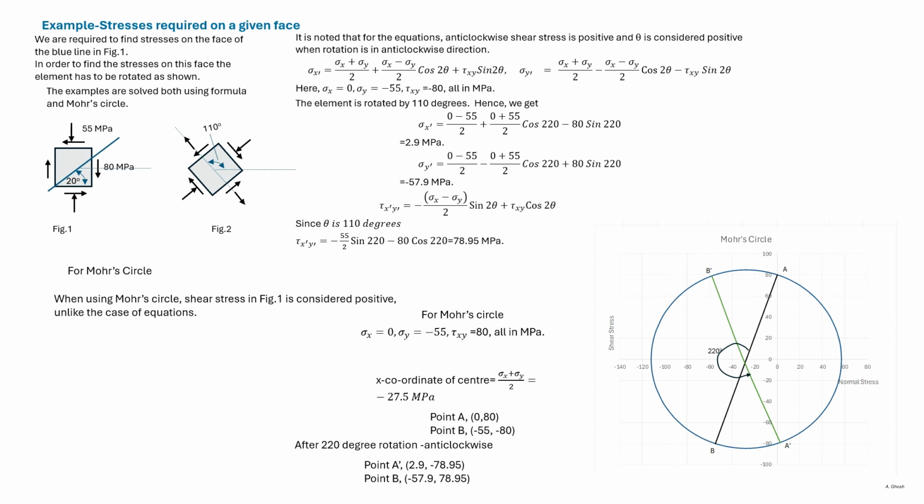Let's look at different types of problems involving transformation of stresses. Here we are given an element with the stresses acting on it. We are required to find the stresses in the element when the face of the element aligns with this blue line. As we can see from figure 2, the perpendicular to the right face then has to rotate by 20 plus 90, that is 110 degrees as shown. The rotation is anti-clockwise, so theta is positive.